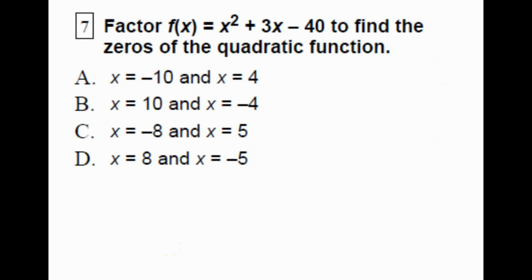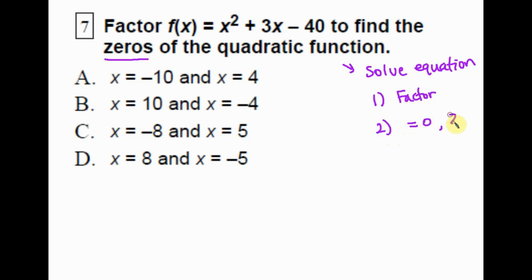Number 7, factor f of x is equal to x squared plus 3x minus 40 to find the zeros of the quadratic function. What I'm asking you here is that since they're looking for the zeros, I just want you to solve the equation. In order to solve the equation, the first thing was we need to factor them. And then once it's equal to 0, we were using ZPP.